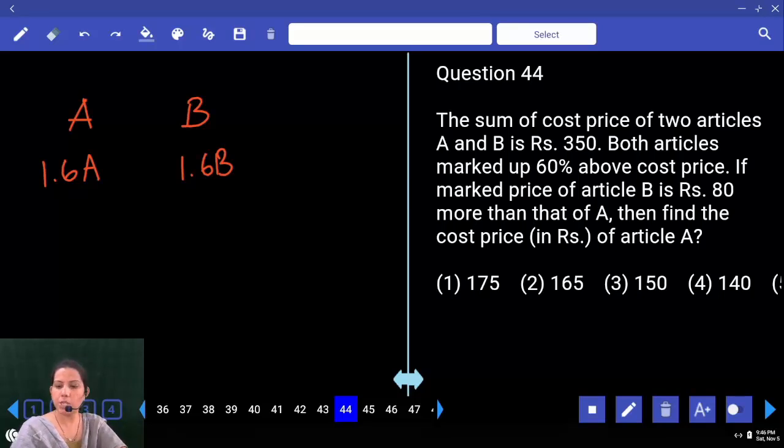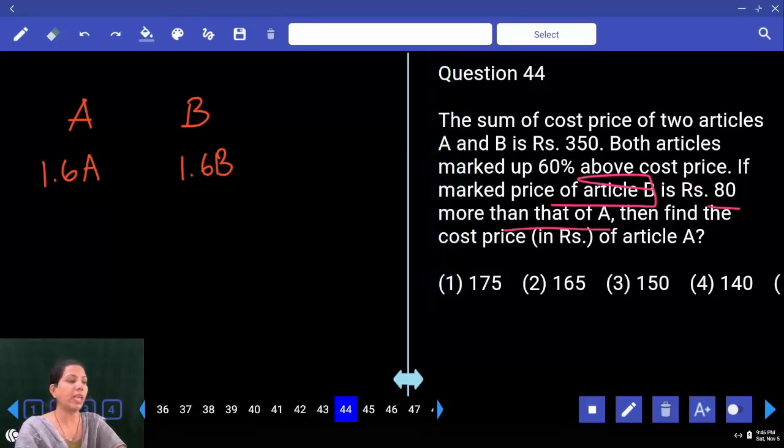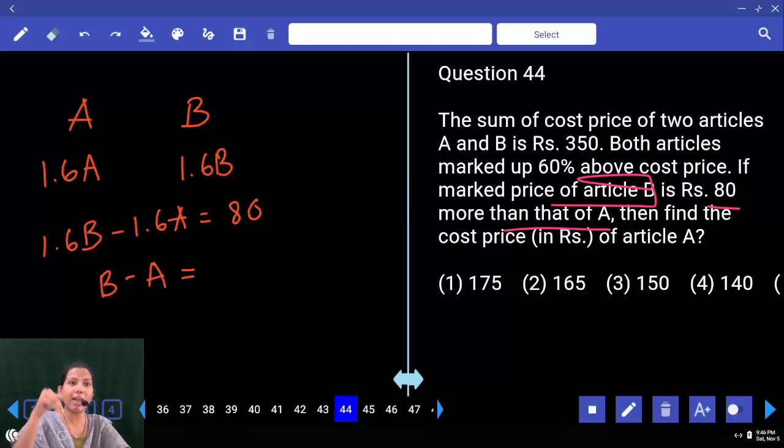1.6B. Now look once. If the market price of article B is 80 rupees more than that of A, what is market price of article B? 1.6B minus 1.6A is equal to how much? 80. If 1.6 is common, remaining is B minus A is equal to 80 divided by 1.6. Exactly 5 times, but it is not 16, it is 1.6. So B minus A is equal to 50.